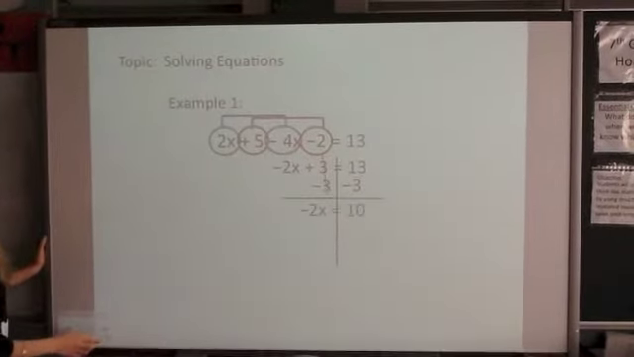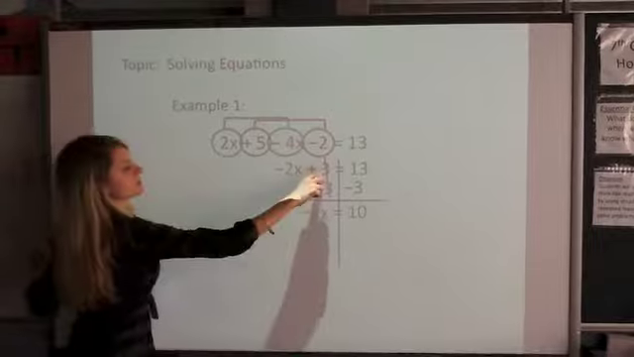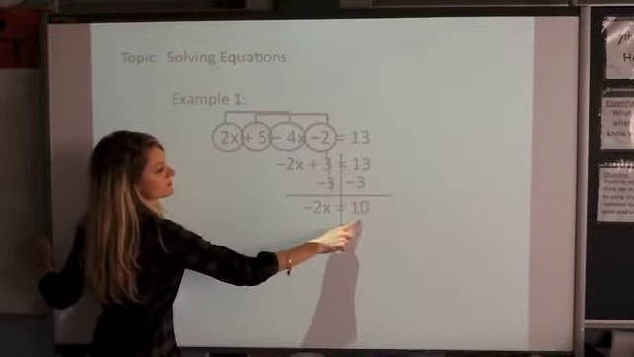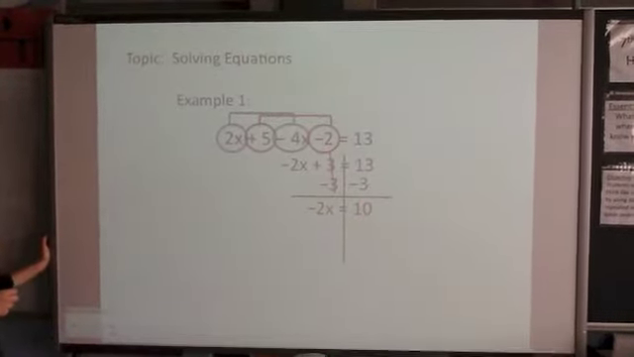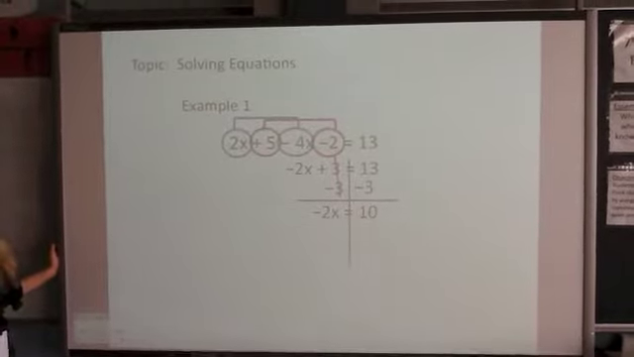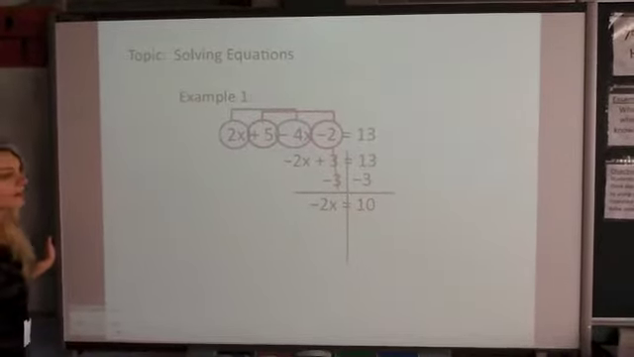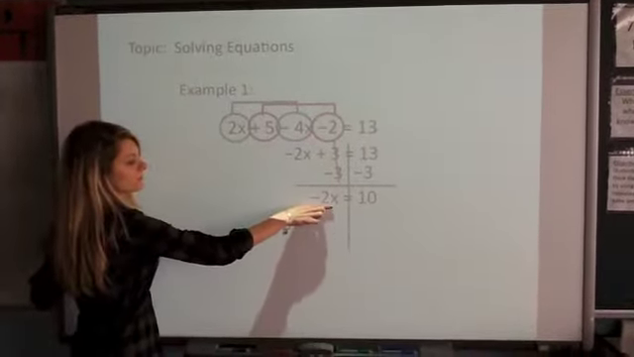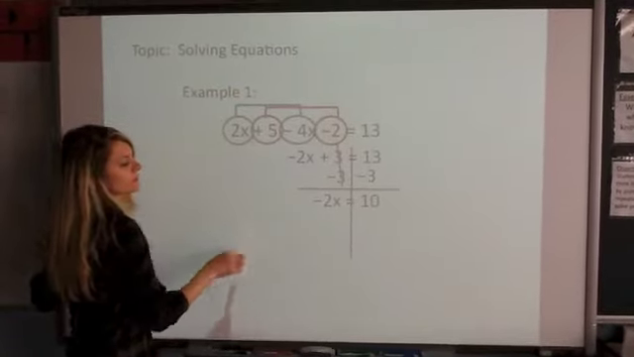That leaves me with negative 2x. This cancels out, and then 13 minus 3 is 10. So I have negative 2x equals 10. Lastly, I need to get the variable alone. To get the variable alone, I want to get rid of this number in front of the variable.